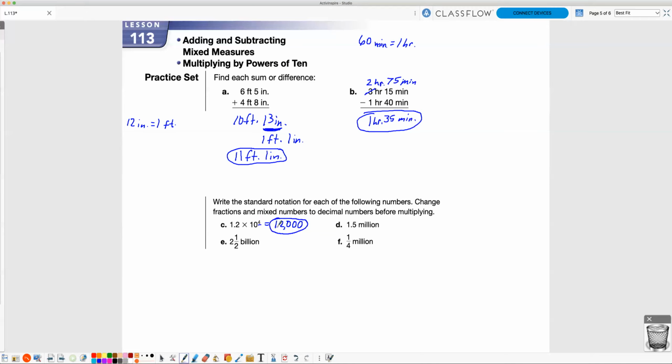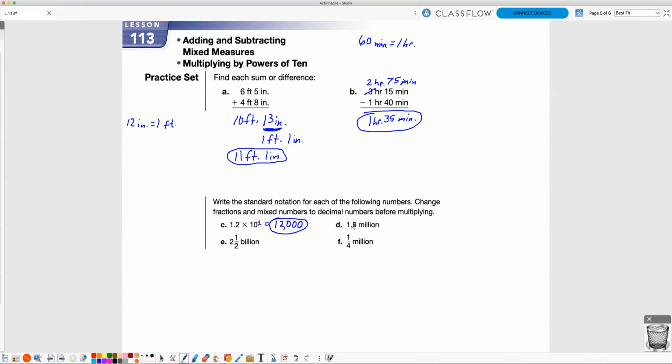If the decimal is between the 1 and the 2, there's moving it once, there's moving it twice, there's moving it 3 times, there's moving it 4 times to the right. The answer of 1 and 2/10 times 10 to the 4th power would be 12,000. Letter D. So we're going to write the standard notation.